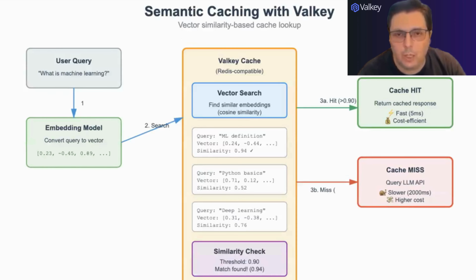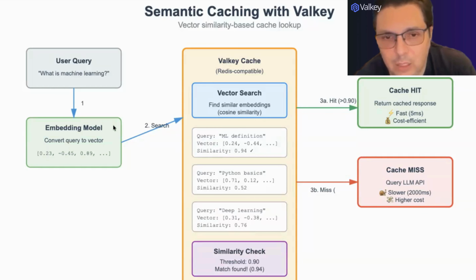Let's try to put it all together. Let's say we have a user input called "What is machine learning?" And here we have valkey with vector similarity search, valkey-search module. So what first we're going to do is we're going to take this input and we're going to call an LLM. That call will allow us to generate the embedding. And those calls are fast and cheap. So what is machine learning gets converted to this vector.